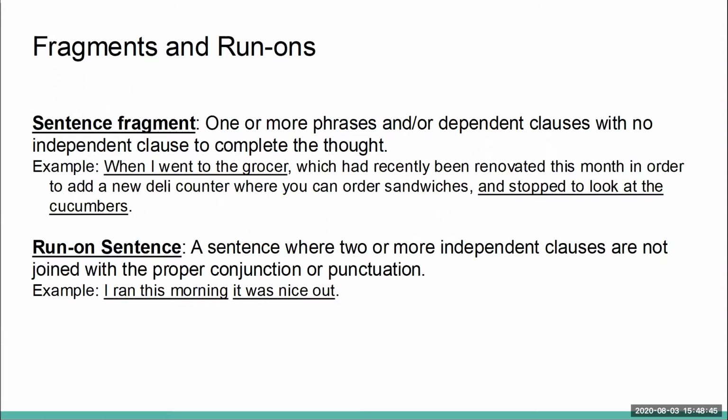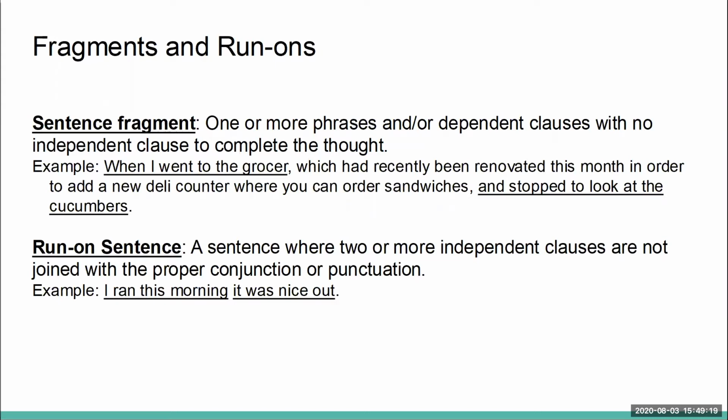A run-on sentence is a sentence where two or more independent clauses are not joined with the proper conjunction or punctuation. For example, I ran this morning, it was nice out. This is an extremely short run-on, but it's a run-on nonetheless. A run-on sentence has nothing to do with length. It can be extremely short and still be a run-on. It can be extremely long and still be a run-on.